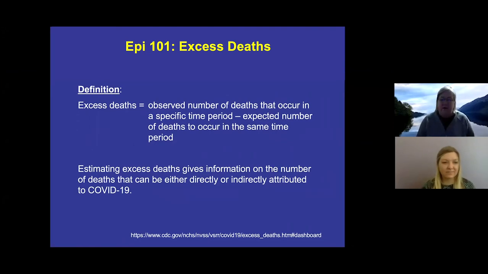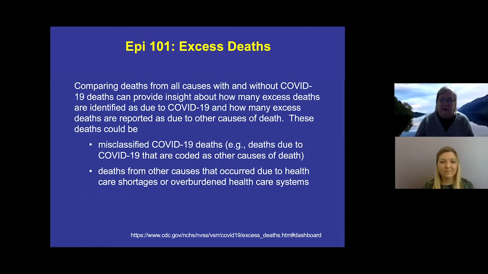Thank you, Chelsea. This week I'd like to talk about excess deaths. Excess deaths are simply the difference between the observed number of deaths that occur over a specific time period and the expected number of deaths. During COVID, people might use excess deaths to get information on the number of deaths that can be either directly or indirectly attributed to COVID. Comparing deaths from all causes with and without COVID can give you some insight into how many excess deaths are identified as due to COVID or due to some other cause.